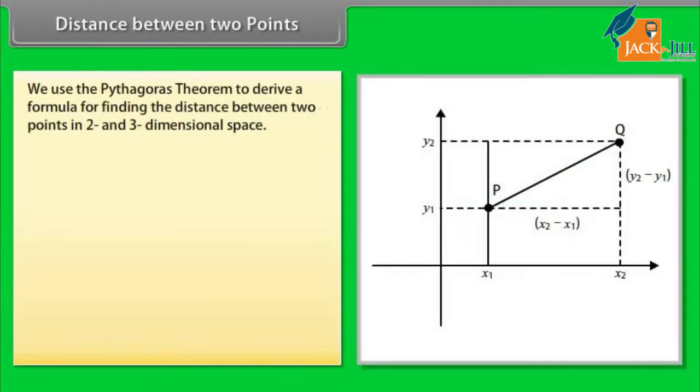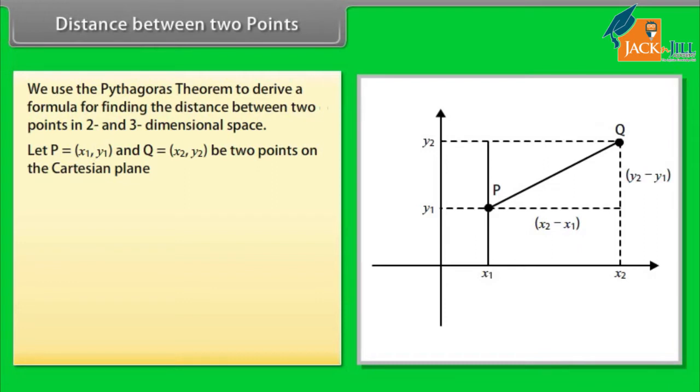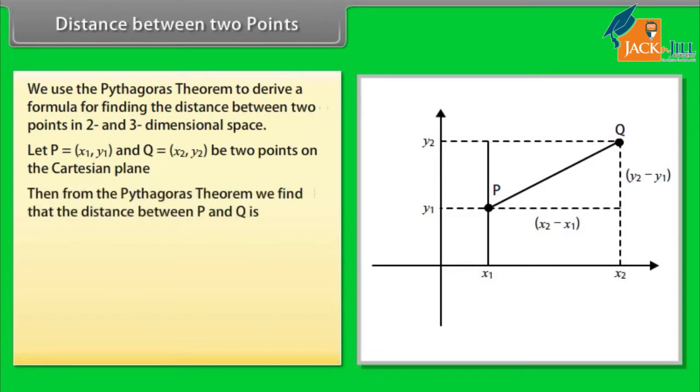Distance between two points. We use the Pythagoras theorem to derive a formula for finding the distance between two points in 2 and 3-dimensional space. Let P equal to x1, y1 and Q equal to x2, y2 be 2 points on the Cartesian plane as shown in the figure. Then from the Pythagoras theorem, we find that the distance between P and Q is PQ is equal to square root of x2 minus x1 square plus y2 minus y1 square.